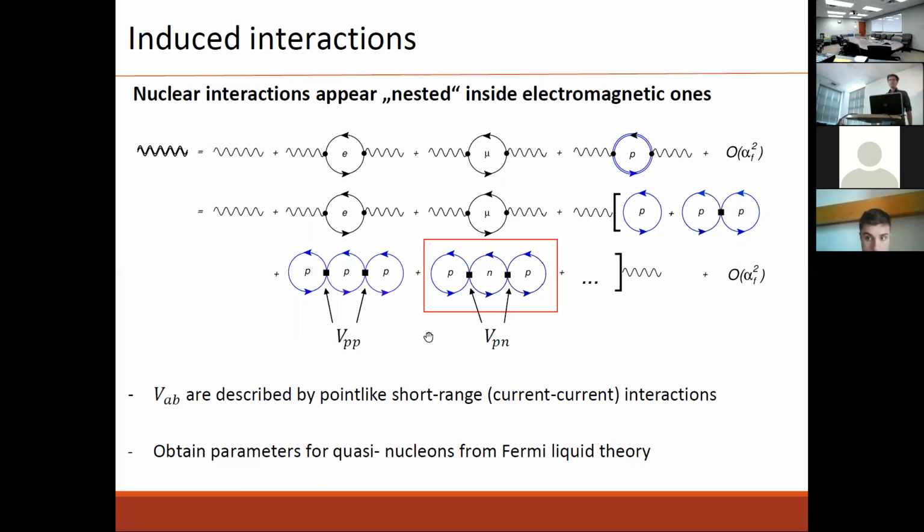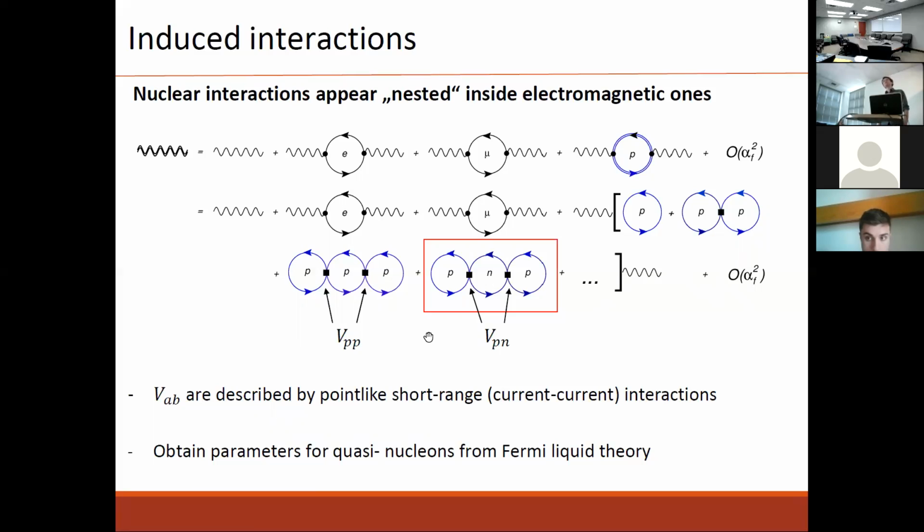So when you expand the photon propagator, then you see what actually happens. To leading order, you find an alpha F, so an E squared correction for the electrons, muons, and protons. But the protons, they're actually not the bare protons. What they really are is resummed particles in the nuclear interaction.